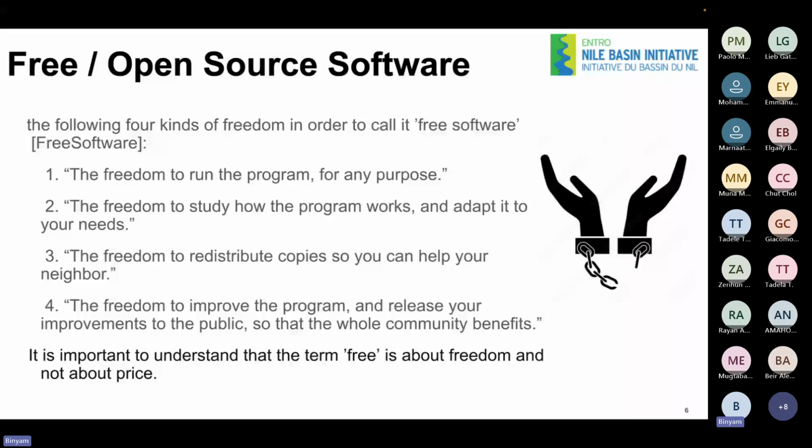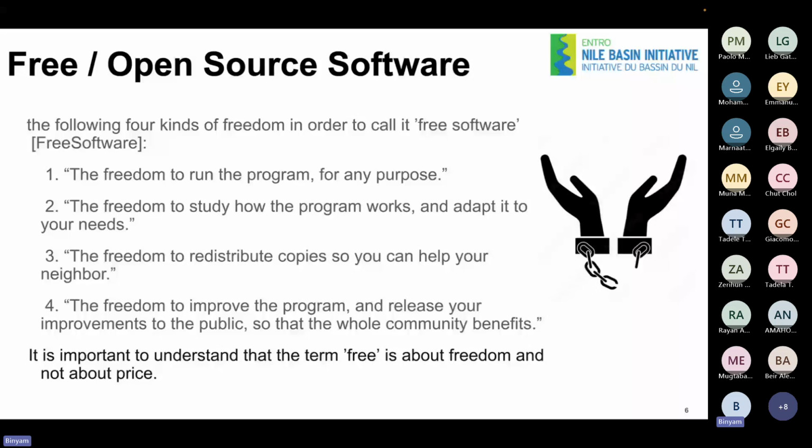In the case of commercial software, you don't have a chance to know how it works. But here you have a chance to study how it works and adapt it to your needs. That means you have a chance to modify it. And the freedom to redistribute copies so that you can help your neighbor. You can share it. So there's no need to have 5 licenses for 5 computers. That is individual, for the company or enterprise. There is no such kind of restriction. So you have a freedom to redistribute copies.